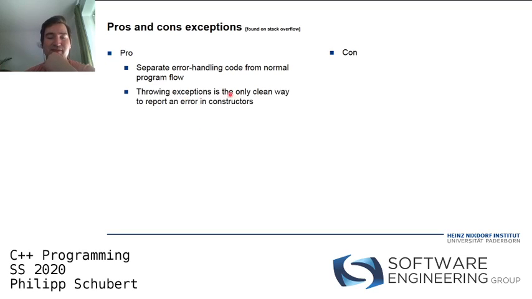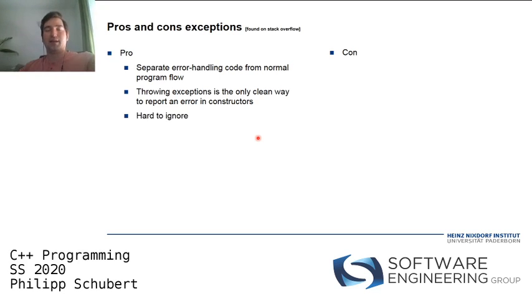Also, throwing exceptions is the only clean way to report an error in constructors, because constructors have no return value which you could check. Of course, you could use an output parameter, some reference or something like that, but it's really ugly. So the only clean way really is to throw an exception in a constructor. Exceptions are also hard to ignore, which is a good thing. So you as a programmer are forced to deal with that error, otherwise your program will just crash. So it's a hard error, it can't be ignored really.